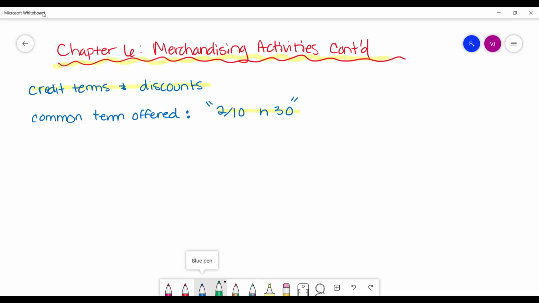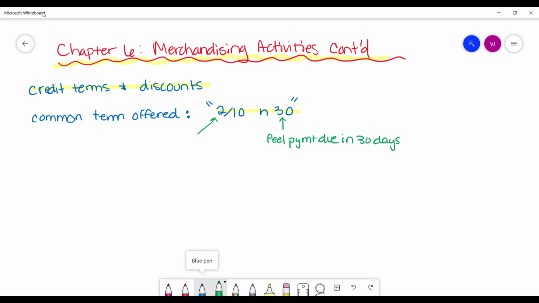So what does this mean? This 2/10 net 30, that's how it reads. It could have been 4/10 net 30 or 4/15 net 45, whatever they end up doing. But this is how you read it and what it means. The 30 means that full payment is due in 30 days. That's what that means. The net amount is due in 30 days.